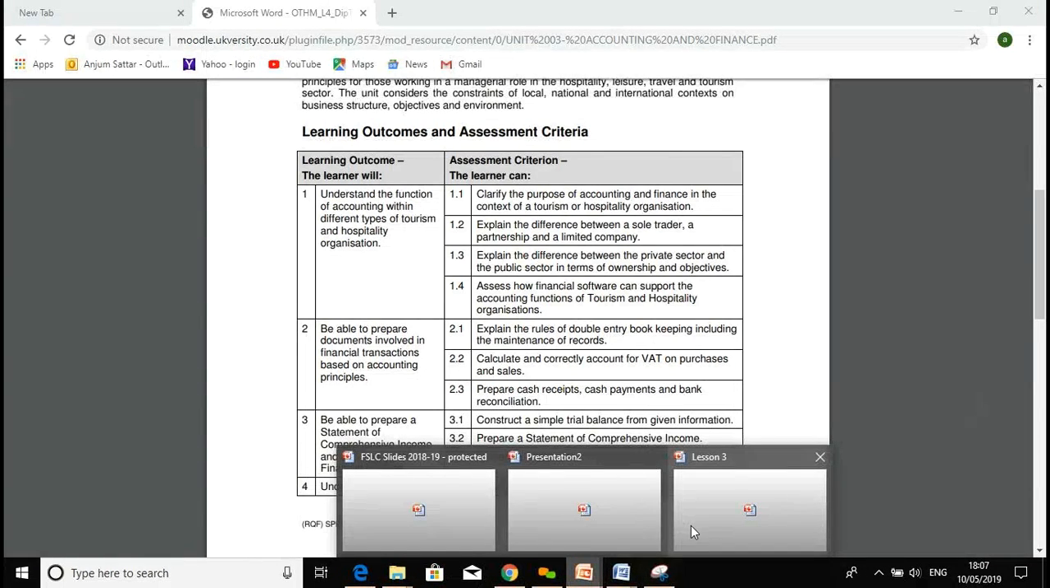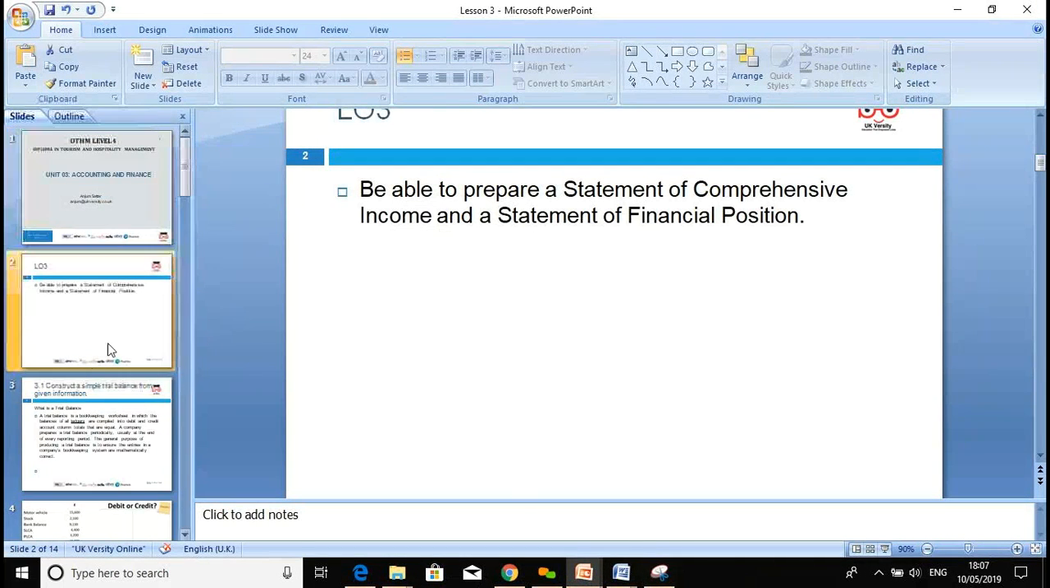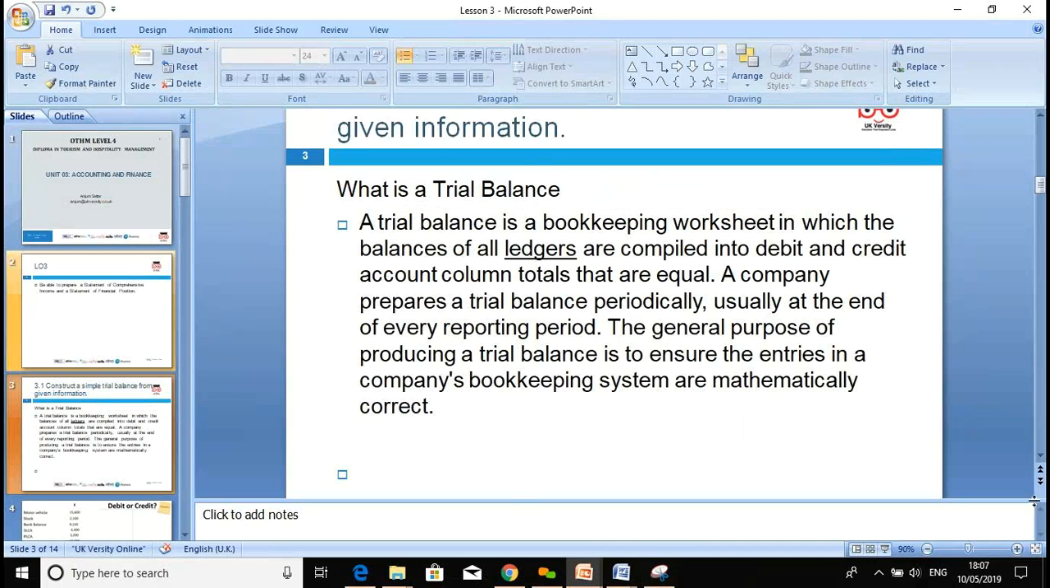Okay. So what do we know? Do we know anything about trial balance? Have we ever heard about it? Not really, no.